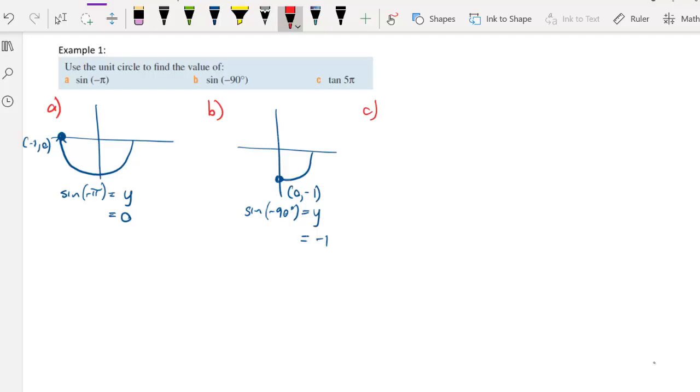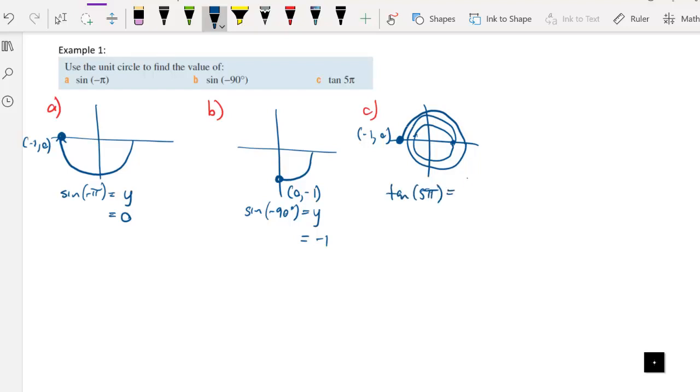And when we look at tan 5 pi as our final one, that means we're looking at 5 lots of 180. So starting here, we've got 1, 2, 3, 4, and 5. So we end up at this point, which is x is -1 and y is 0. Now because we're looking at tan, so tan 5 pi, we're looking at y on x. So in this case, we're looking at 0 on -1, and therefore our answer, tan 5 pi, will be 0.